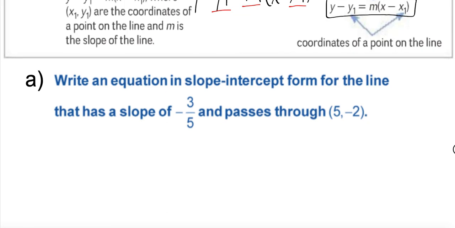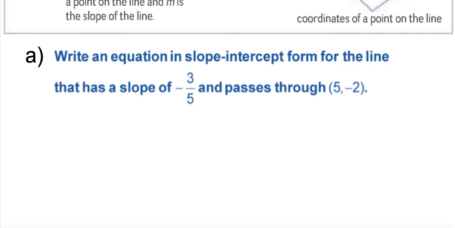Okay, first one's fairly simple. Write an equation in slope-intercept form for the line that has a slope of negative 3/5 and passes through 5, negative 2. So we could just do like we did in the last slides and find b by using the slope and the point. I'm going to show you guys how to find the equation by using point slope form.